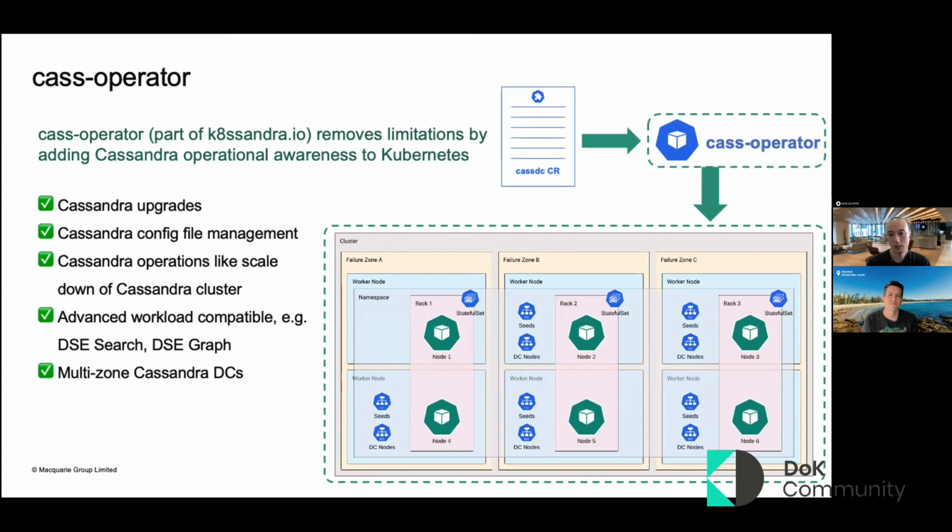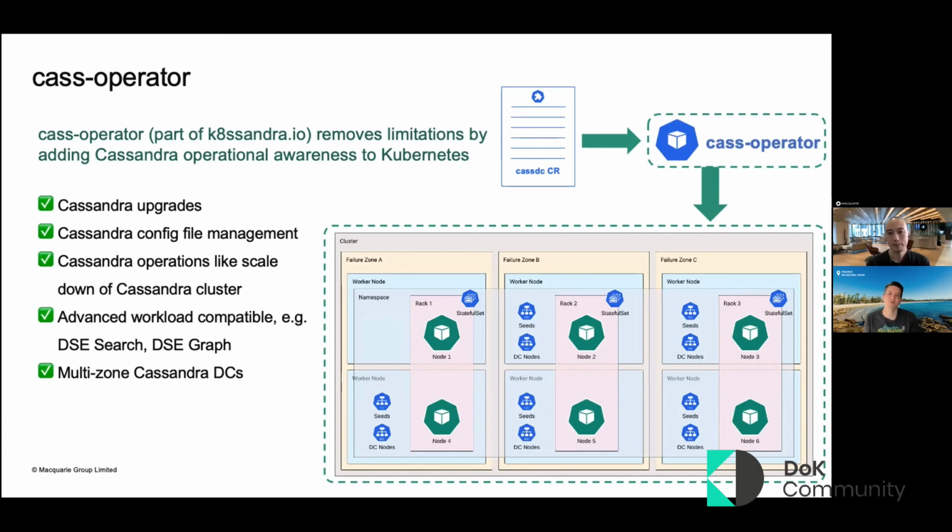It can run advanced workloads such as DSE search and DSE graph. It knows which ports need to be opened for each advanced workload, and automatically manages multi-AZ Cassandra data center deployments. For safe data storage, Cass Operator makes sure data replicas are placed across different zones.